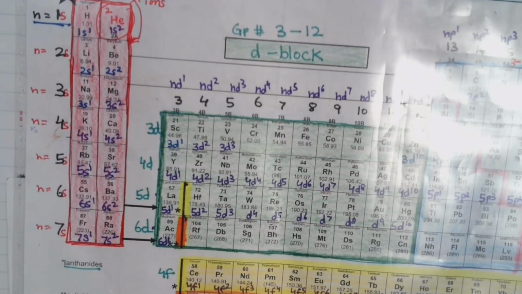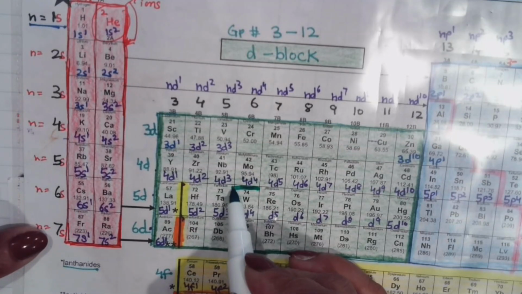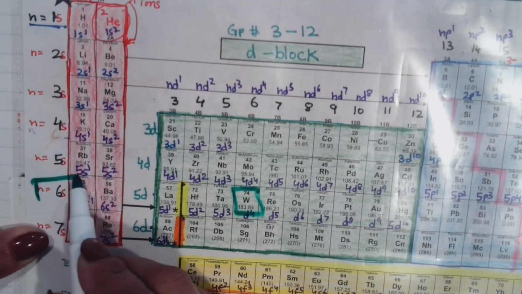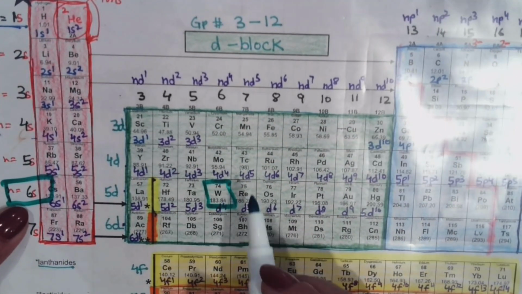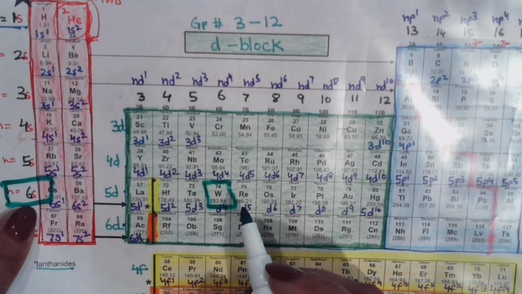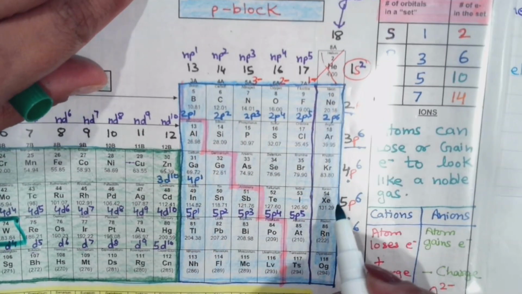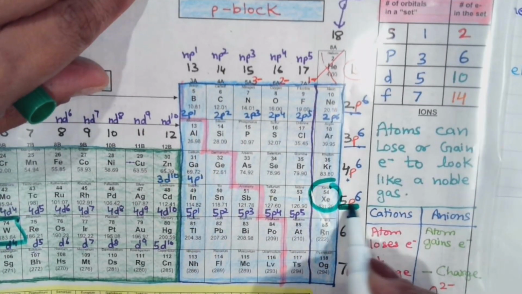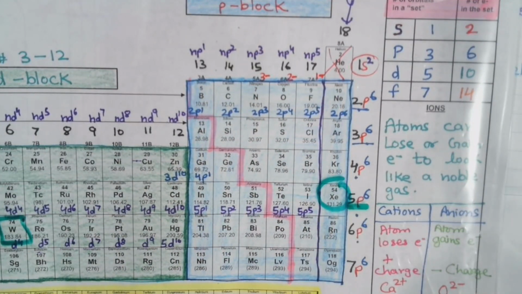So tungsten is in, here's tungsten. It's in the D block and it's in the 6th period of the periodic table, right? Now if tungsten is in 6th period, we will use the noble gas in the 5th period of the periodic table, which is xenon. Do you see that? Xenon is in 5th period. So we will write xenon in square brackets.